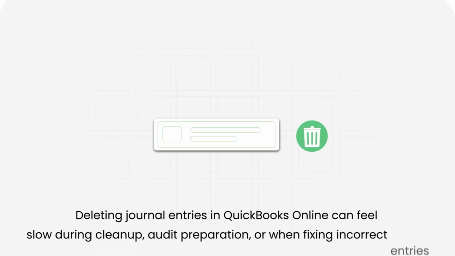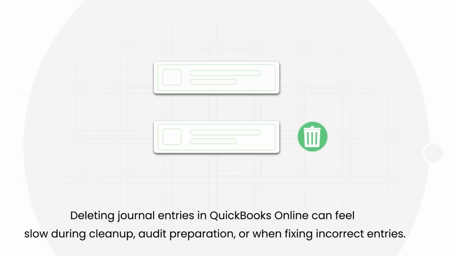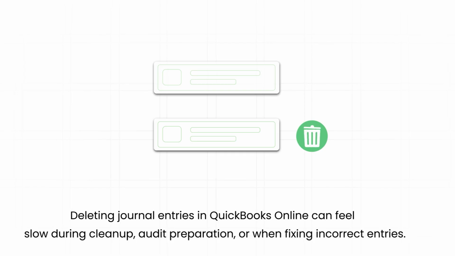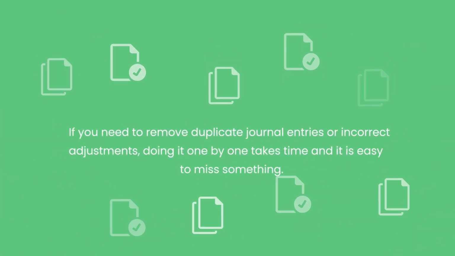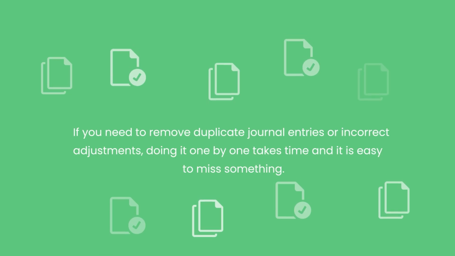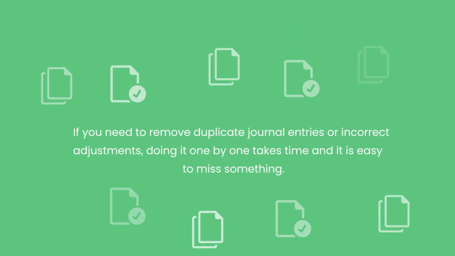Deleting journal entries in QuickBooks Online can feel slow during cleanup, audit preparation, or when fixing incorrect entries. If you need to remove duplicate journal entries or incorrect adjustments, doing it one by one takes time, and it is easy to miss something.